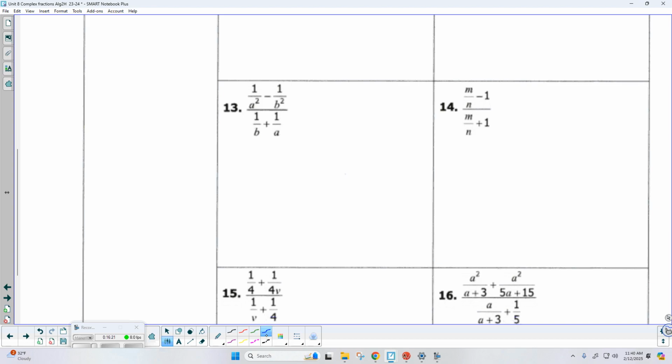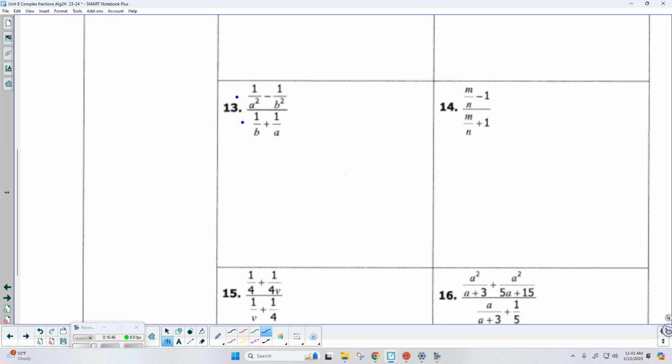Okay. So for number 13, I'm going to start half of it with you because there's no single fraction up top. There's no single fraction down below. So you have to combine both before you can even multiply by the reciprocal. Okay. So you choose one, either the numerator or denominator. I will help you combine that. And then I'll have you carry it the rest of the way.